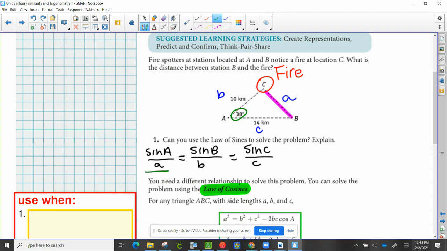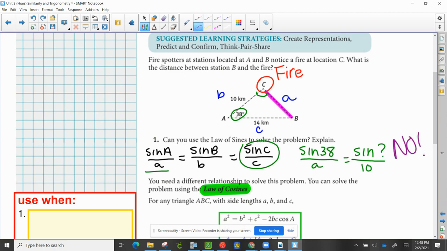We could use any of these other two sides, but if I try to set this up, we would have sine of 38 over a, which again, we're trying to find. We would have to set that equal to sine of, let's say if we did B over little b, 10, but I still don't know the angles for these. Same thing with angle C. I couldn't use this proportion because I don't know angle C. So that's why we have a problem. We cannot use law of sines for this problem because we need at least one more angle in order to do that. So instead, we need to use a different relationship, which is called the law of cosines.